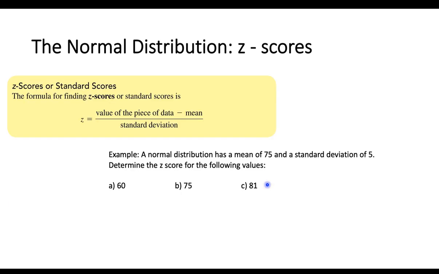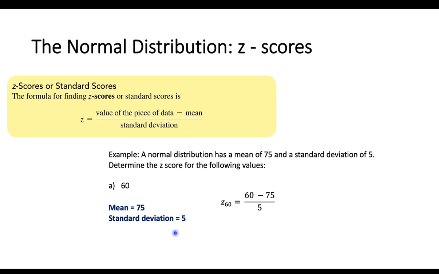Here's an example. Imagine that we have a normal distribution with a mean of 75 and a standard deviation of 5. Determine the z-score for the following values. We're going to do 3 examples: 60, 75, and 81. Now, first of all, you want to notice that we have a mean of 75 and a standard deviation of 5. So I wrote that down for you.